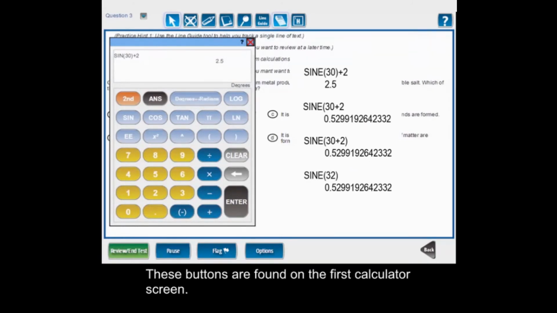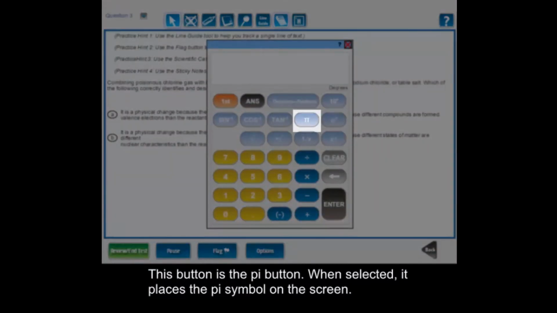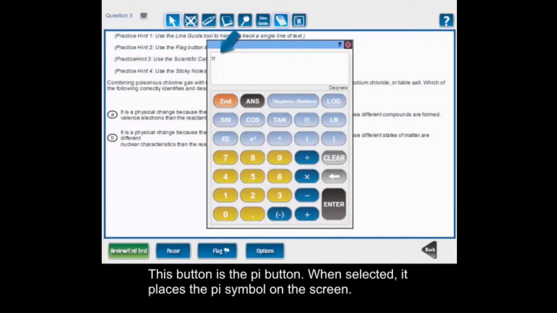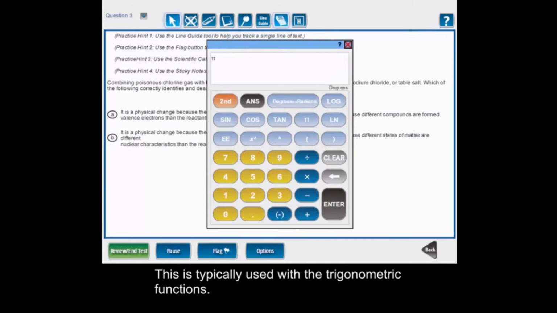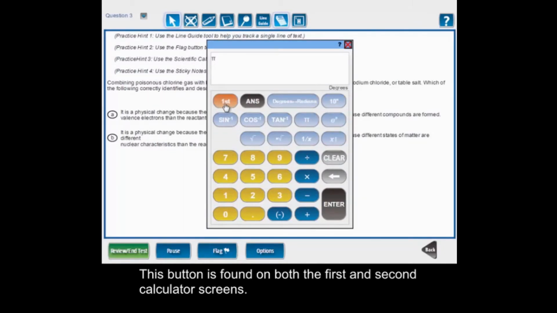These buttons are found on the first calculator screen. This button is the pi button. When selected, it places the pi symbol on the screen. This is typically used with the trigonometric functions. This button is found on both the first and second calculator screens.